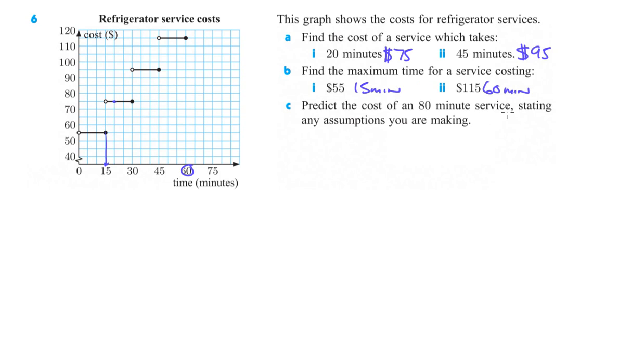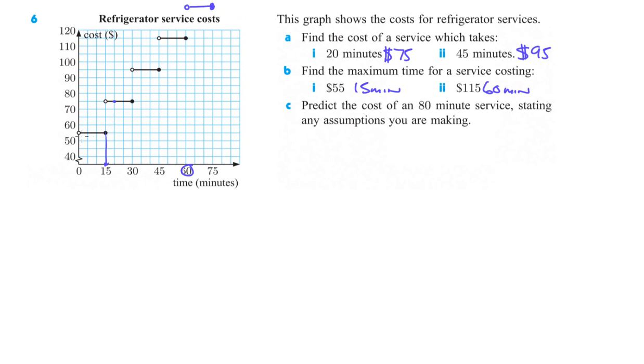Predict the cost of an 80-minute service, stating any assumptions that you're making. So if we look here, each 15 minutes we're going up. And that's going to take us over the next 15 minutes. So that's up to 70. That's only going to be up to 75, right? And then we're going to go up 4 more, so that's going to be another 20. So that's 20 plus another 20, right? Because don't each of these go up by 20?